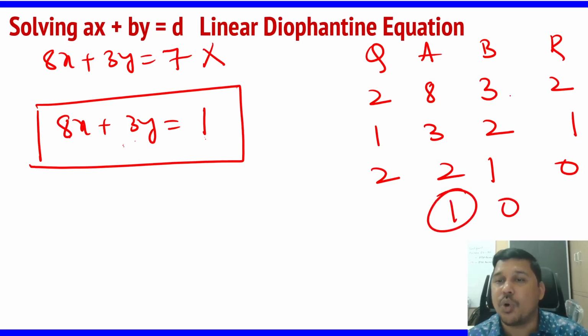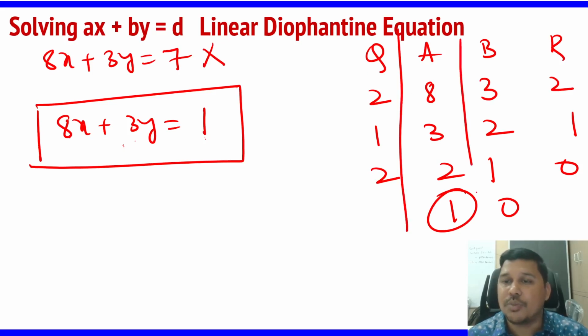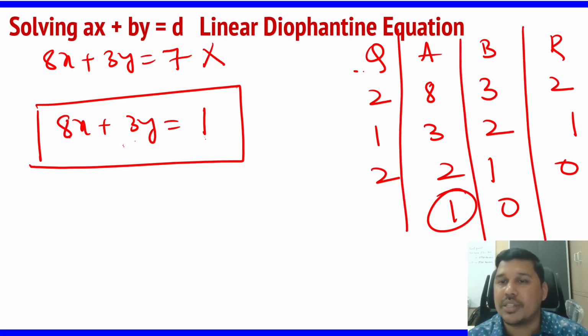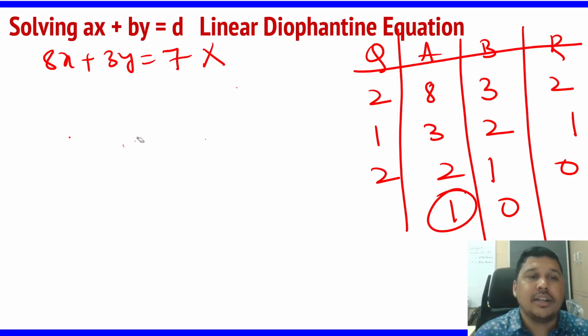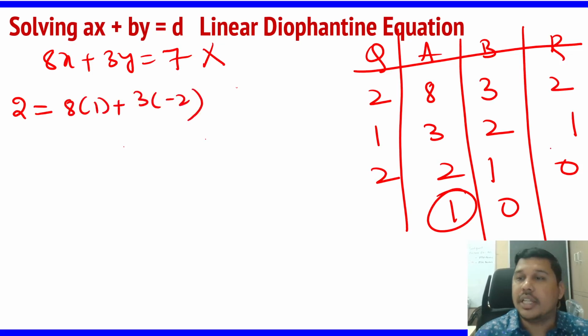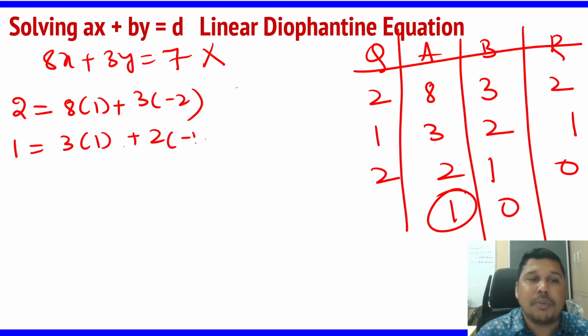So what equations did you get? You got only smaller equations. Let's try to solve this. Once you have found the remainders, you write an equation for each remainder. So I can write 2 equal to 8 into 1 plus 3 into minus 2. Then write the equation for the second one. The second remainder 1: 1 is equal to 3 into 1 plus 2 into minus 1.